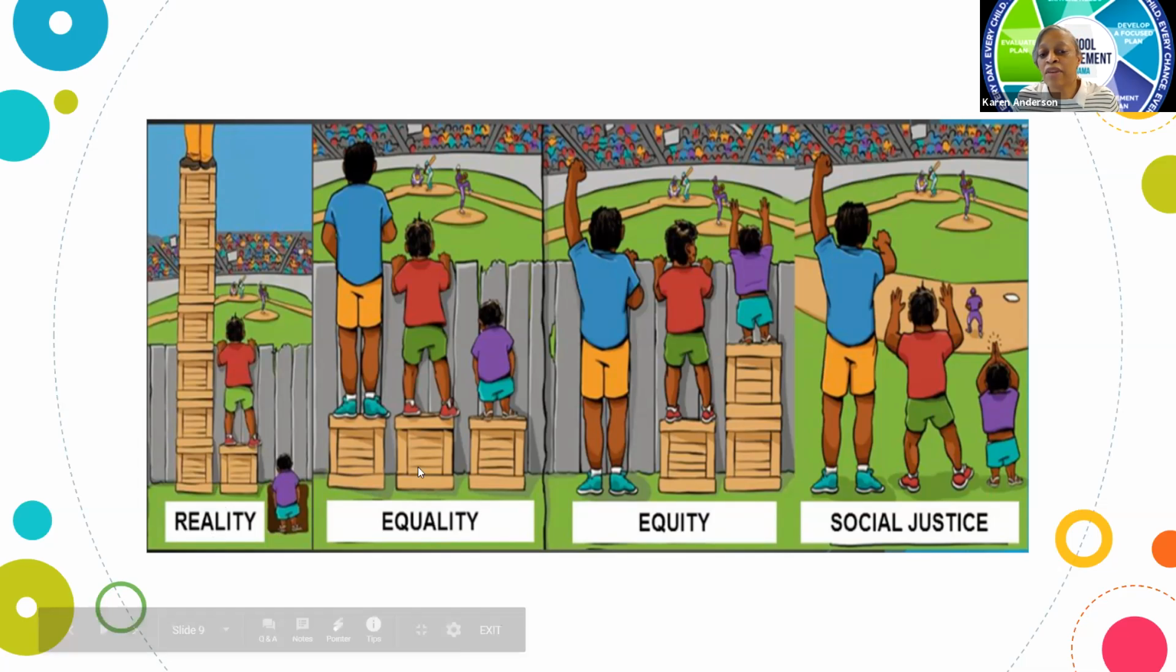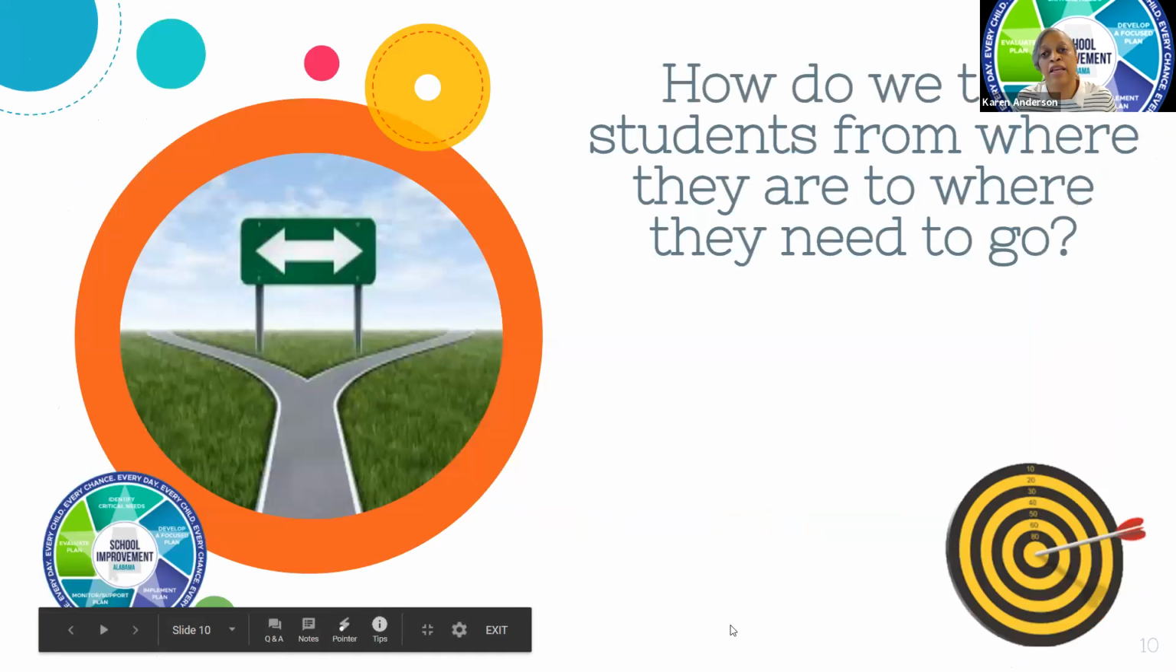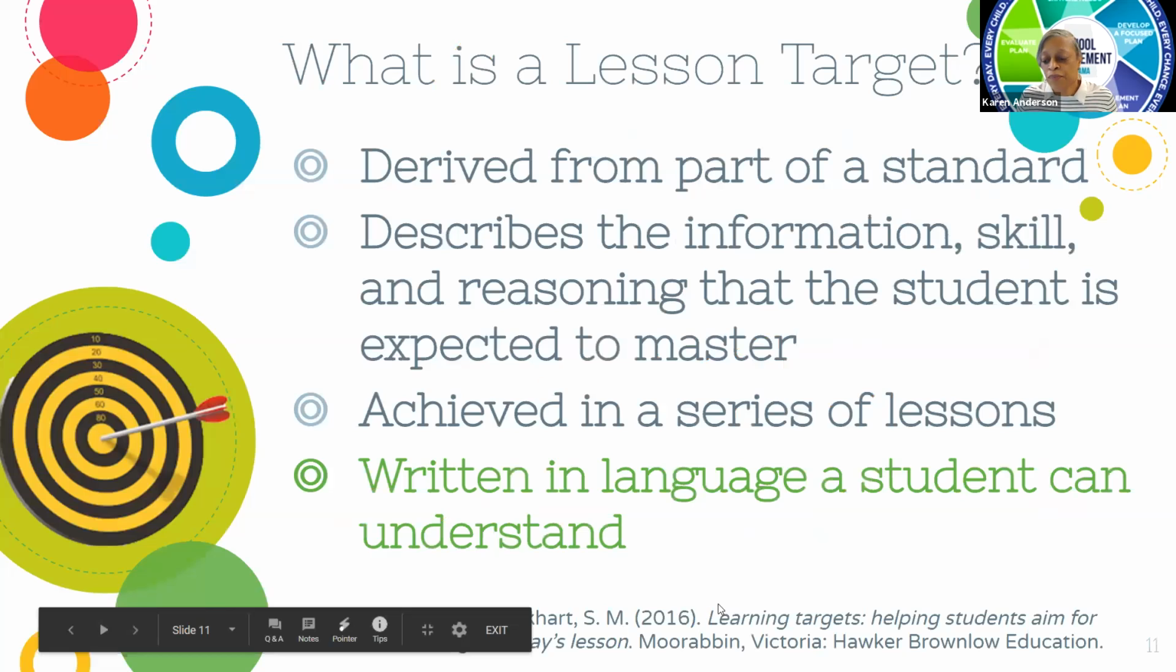So equality, giving everybody the same thing, is not necessarily going to address everybody's needs. Equity is where we give everybody exactly what they need to be successful. And ideally, we want to get to the point where the barrier of the fence is removed entirely. So how do we get students from where they are to where they need to be? We're going to talk more about lesson targets. So what exactly is a lesson target?